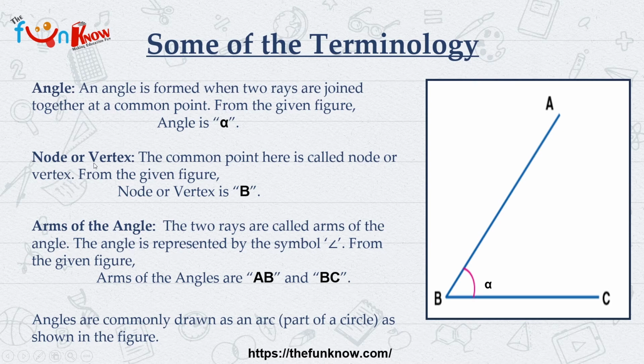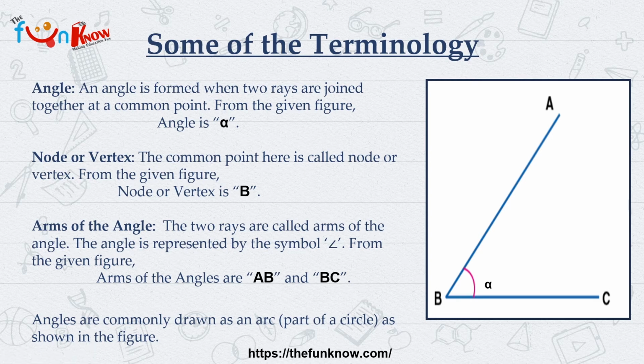Node or vertex. The common point here is called the node or vertex. Remember, students, there are two rays AB and BC, but B is a common point in both the rays. That's why B will be known as a node or vertex in this figure. Arms of an angle. Two rays are called arms of an angle. Here there are two rays AB and BC, so AB and BC together are known as the arms of an angle. Students, one more thing, remember: the angle is represented by this symbol. If you are able to see, this is the symbol.